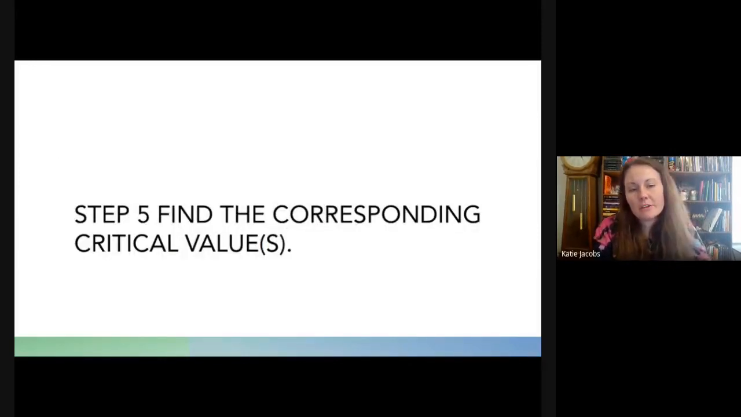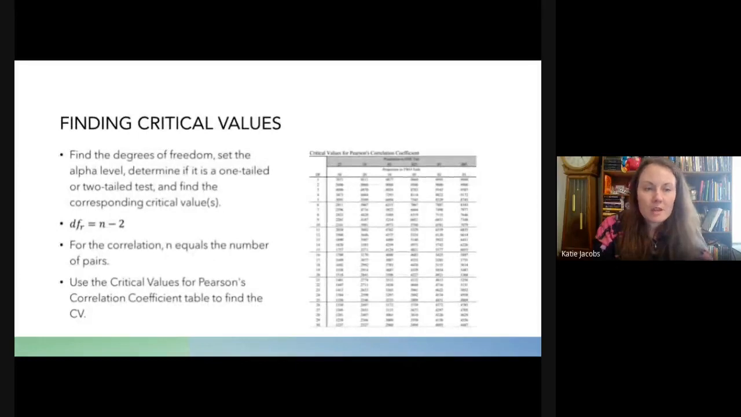Okay, step 5, then we're going to find the corresponding critical value or values. So you're going to use a Pearson's R table for this. This is a little bit different than our other table. So you'll want to write up at the top of your critical value table that it's for correlations or your R critical value table. So to do this, it's a little bit different than some of your other critical values that you found before. So when we find our degrees of freedom for our correlation, we're going to take our n, which means our number of pairs or the number of participants providing data, okay? And you're going to subtract 2, okay? And that's going to be how you find your degrees of freedom for this one.